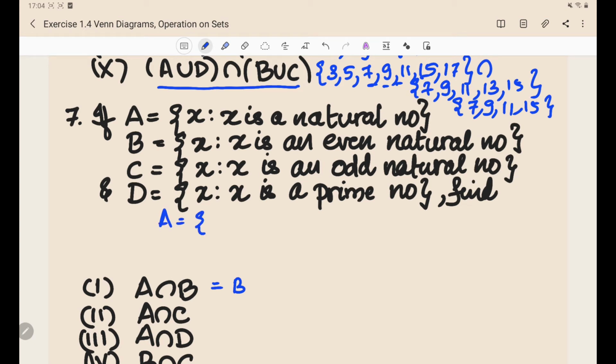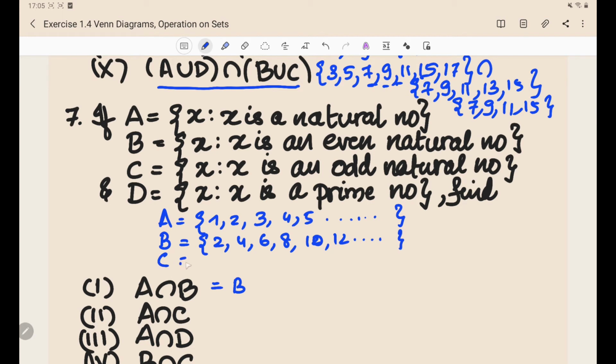A is X such that X is a natural number. So what are the numbers? All the natural numbers starting from 1, 2, 3, 4, 5 till dot dot, because there are infinite number of elements. So you can't represent all the numbers in a set, so you represent it using dot dot. Again, B: X is an even natural number. So what are the even natural numbers? 2, 4, 6, 8, 10, 12 and so on. Again, what is C? C is the set of X such that X is an odd natural number: 1, 3, 5, 7, 9, 11, 13, 15 and so on. These are the odd natural numbers.